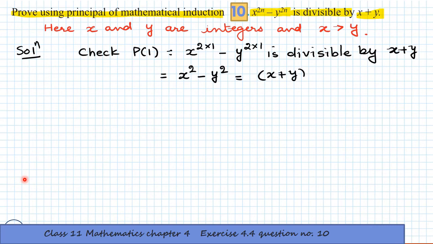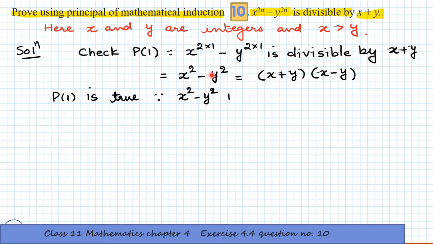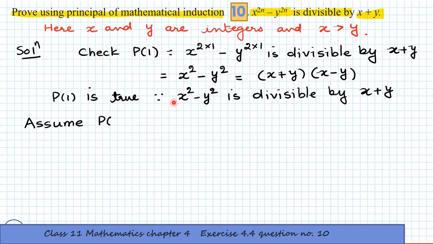Therefore, x power 2 into 1 minus y power 2 into 1, that is equal to x square minus y square is divisible by x plus y. That is what we want to show. It is x square minus y square, so we can write it like the a square minus b square formula. Therefore, x plus y into x minus y. Here this is actually a multiple of x plus y. Therefore, this is divisible by x plus y. So P of 1 is true, since x square minus y square is divisible by x plus y. So step number 1 over.